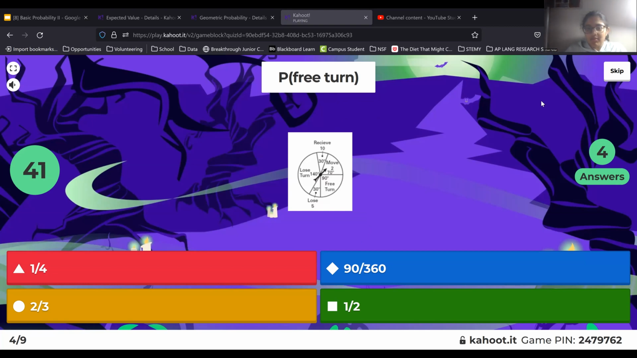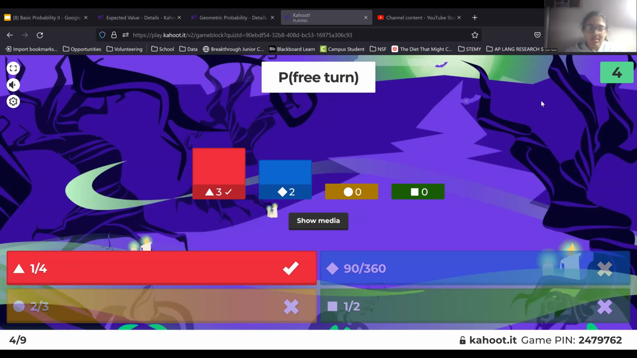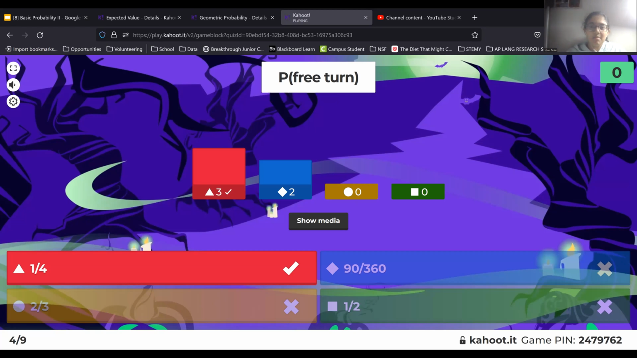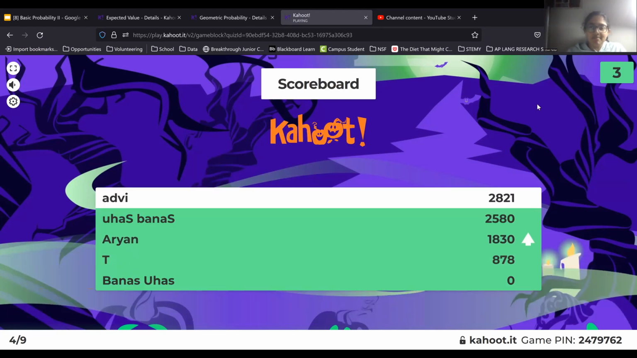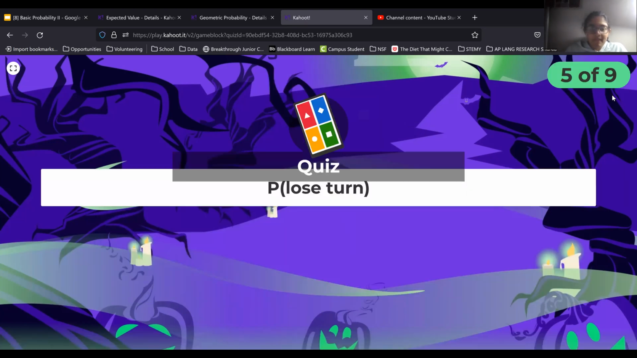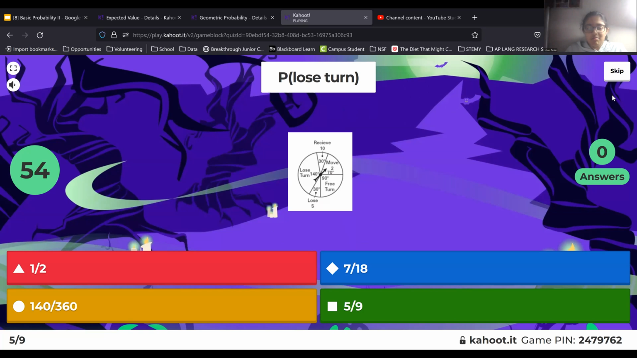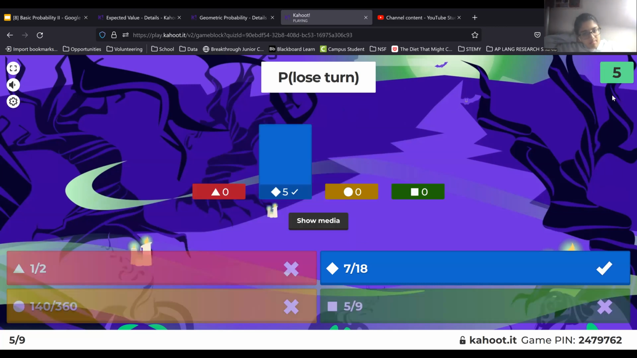So what's the probability of a free turn? It's 1/4, because that has 90 degrees out of 360, which simplifies to 1/4. Okay, what is the probability that you lose a turn? And probably should simplify. Yeah, it's 7/18, because 140 degrees out of 360 degrees simplifies down to 7/18.